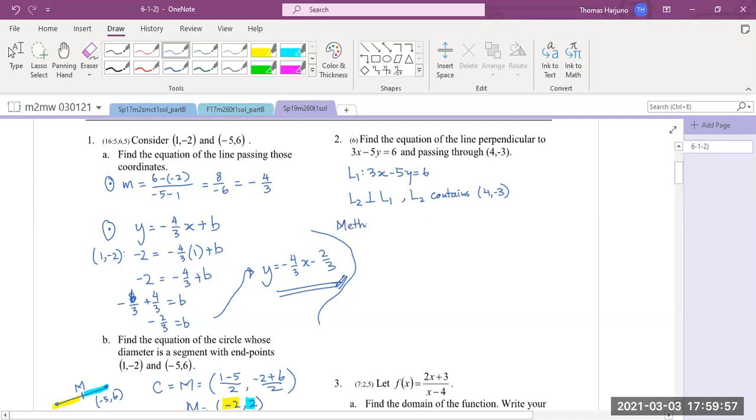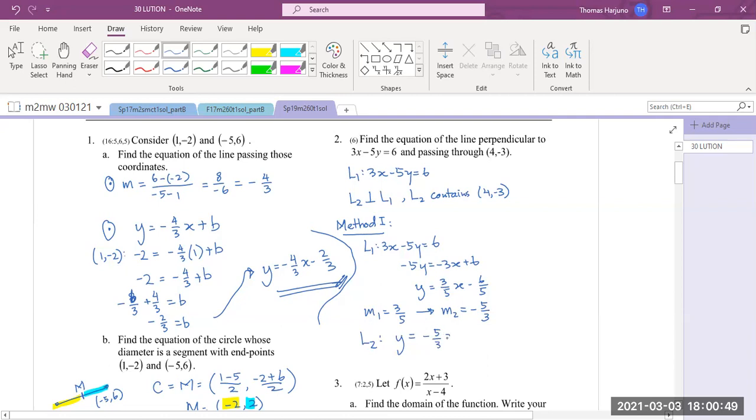This is how an algebra student will do it. Method 1. Can I use this method, Thomas, even though that's from algebra? Yeah, you can, but don't blame me if it's way too long. Method 1. Our line 1 is 3x minus 5y equals 6. I need to find the slope. So divide by -5, that's 3/5 x minus 6/5. So the slope of line 1 is 3/5. Therefore the slope of line 2, the one perpendicular to that, is -5/3.